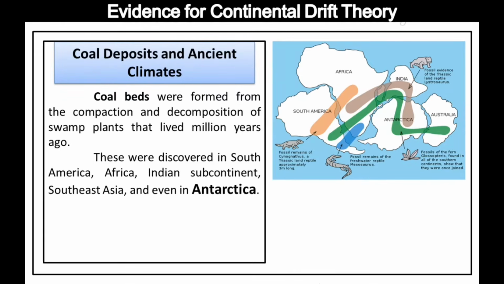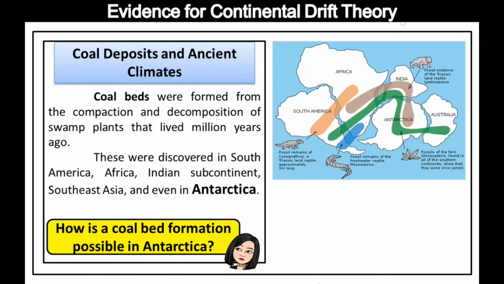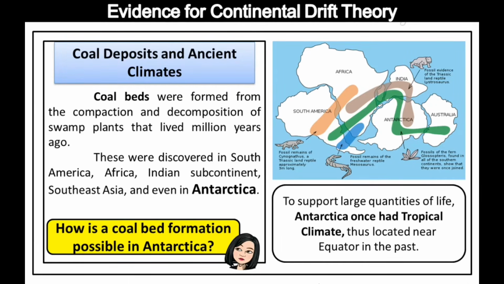Coal deposits and ancient climates. Coal beds were formed from the compaction and decomposition of swamp plants that lived million years ago. These were discovered in South America, Africa, Indian subcontinent, Southeast Asia, and even in Antarctica. How is a coal bed formation possible in Antarctica? To support large quantities of life, Antarctica once had a tropical climate, thus located near the equator in the past.